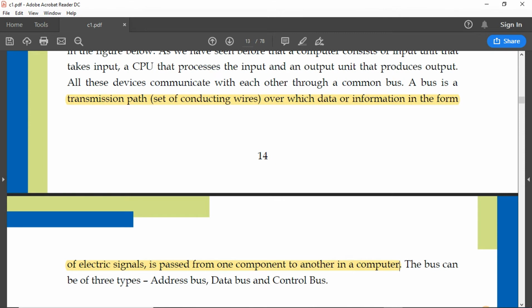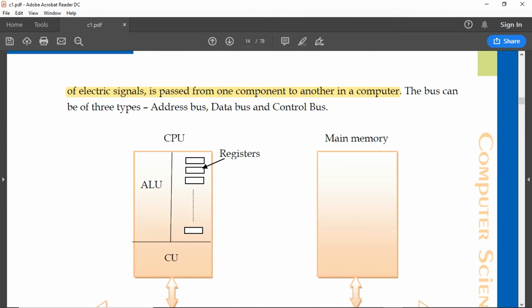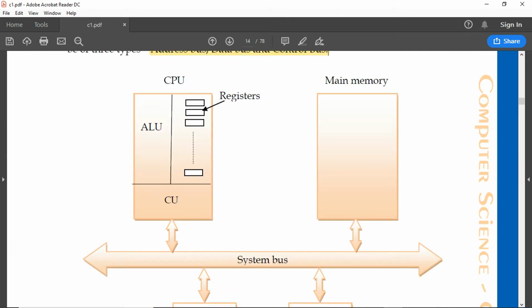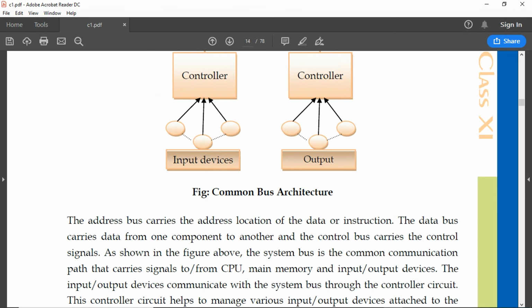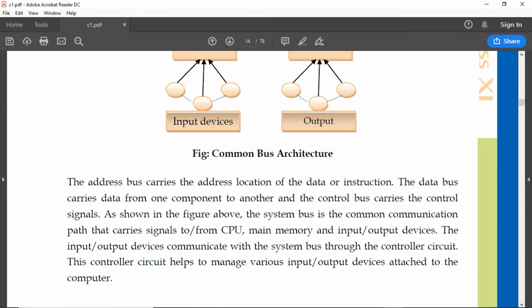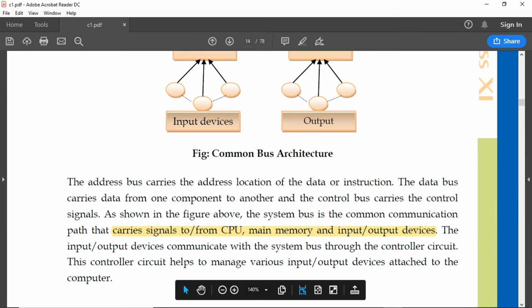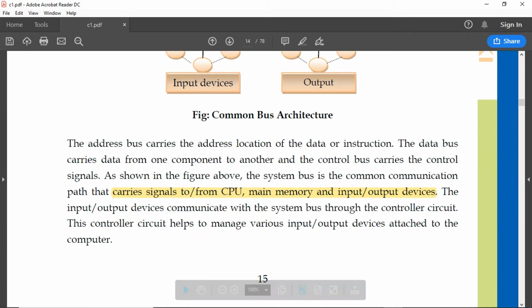Fig. Common bus architecture. The address bus carries the address location of the data or instruction. The data bus carries data from one component to another and the control bus carries the control signals. As shown in the figure above, the system bus is the common communication path that carries signals to/from CPU, main memory, and input/output devices. The input/output devices communicate with the system bus through the controller circuit. This controller circuit helps to manage various input/output devices attached to the computer.